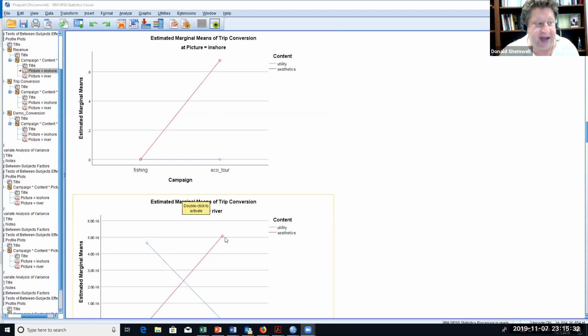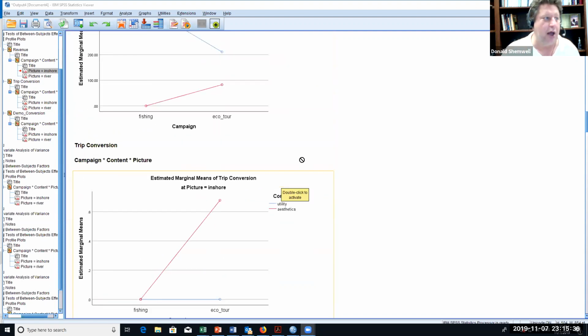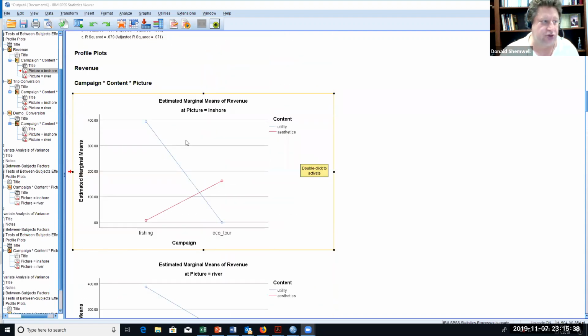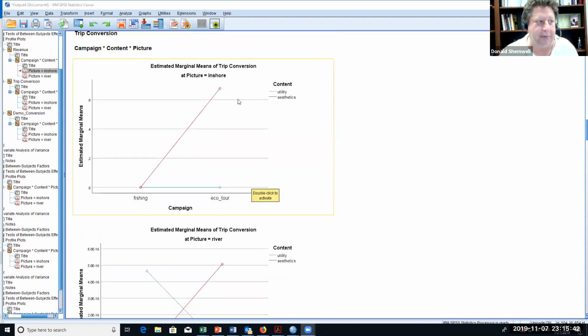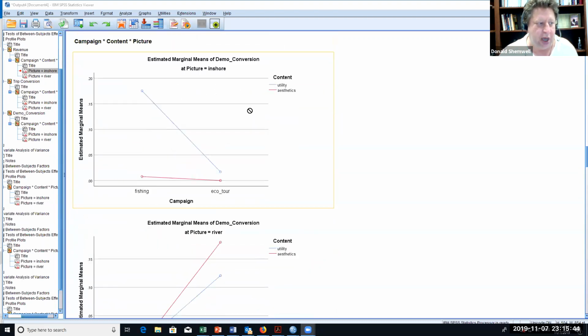I'm looking for the best combination. What is the best combination? That's what I'm looking for in the interactions. What is the best combination for generating revenue? What is the best combination for generating trip conversions? And in several cases, we have a couple of different choices that are pretty equal. Like for demo conversion, we've got a couple of different choices that are pretty easy.